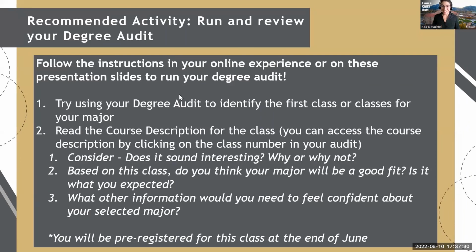Another recommended activity might be to run and review your degree audit. Follow the instructions in your online experience or in this presentation to run your degree audit. Try using it to identify the first class or classes for your declared major. Read the course description for those classes. You can access course descriptions by clicking on the class numbers in your audit.